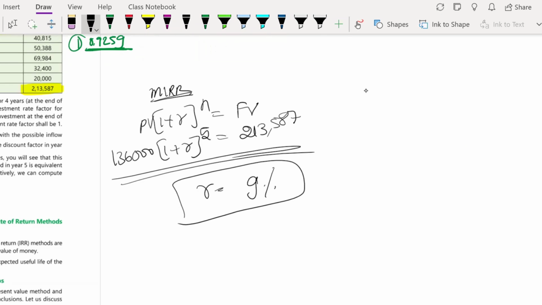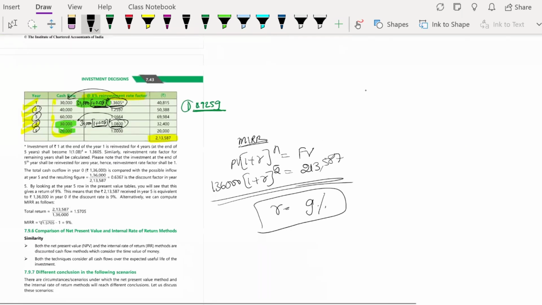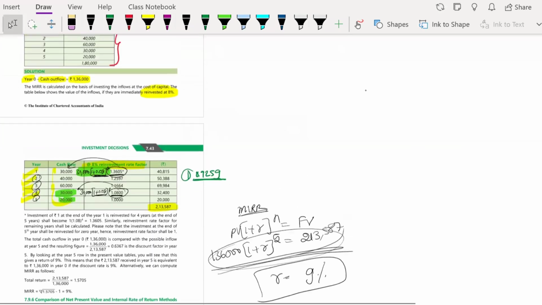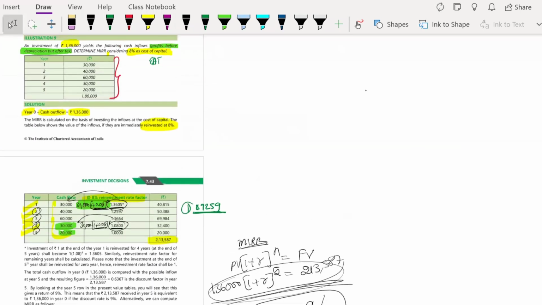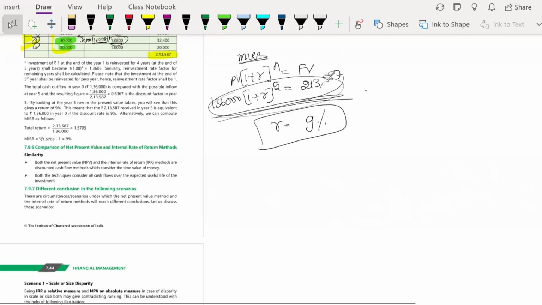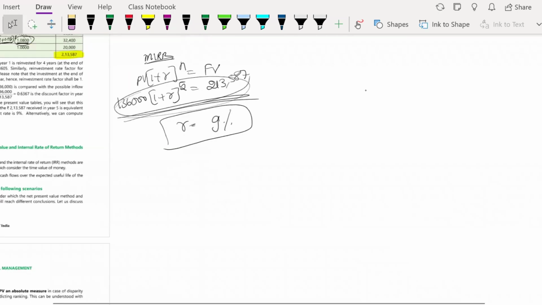Any doubts how you do this? I mean, regarding the sum, not how you solve this, but how the sum went on. Modified IRR, will you be able to find it out in the exam if asked? How do you do this root 5?